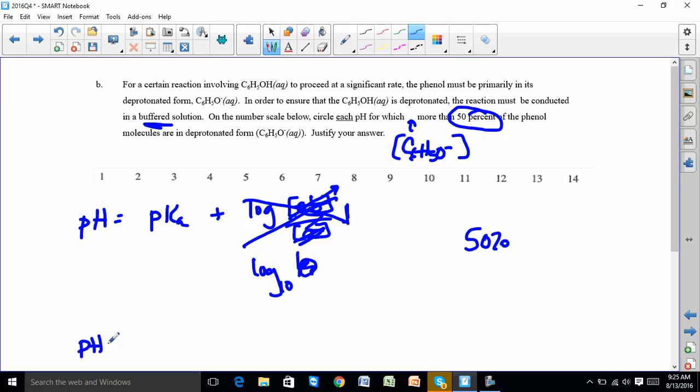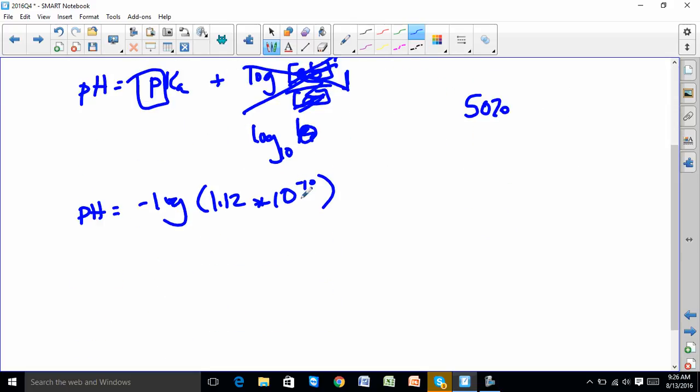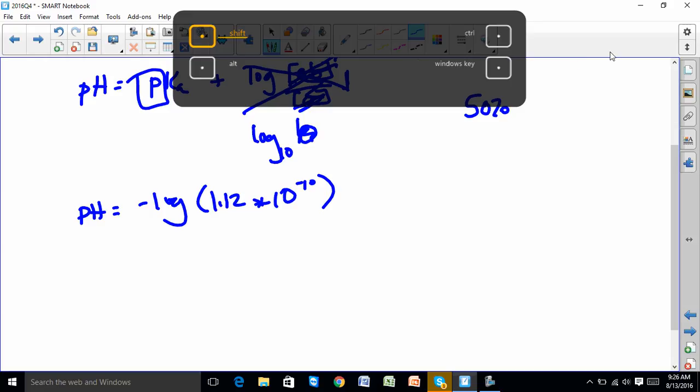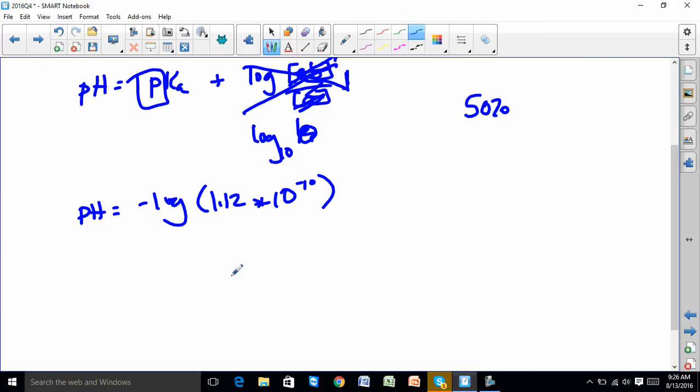So pH is equal to the negative log, because that's what p means, of 1.12 times 10 to the negative 10. And if you do that on your calculator, looking at this, I know it's going to be between 9 and 10. Sorry, I bumped something on my tablet. And so I end up getting 9.951. This has 3 sig figs, so I need 3 places. And so if you go above, the cut point at 50% happens at 9.951.